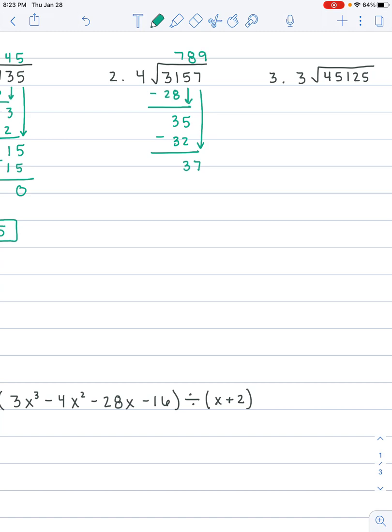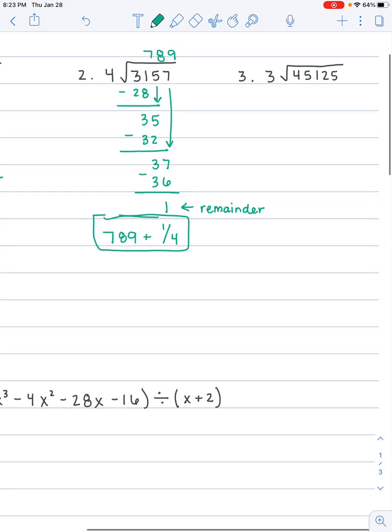Drop down the 7. How many times does 4 go into 37? It goes into it 9 times. 4 times 9 is 36. We subtract them, and we get 1. So we call this a remainder. So my answer would be 789 plus your remainder divided by your divisor, which in our instance is 4.